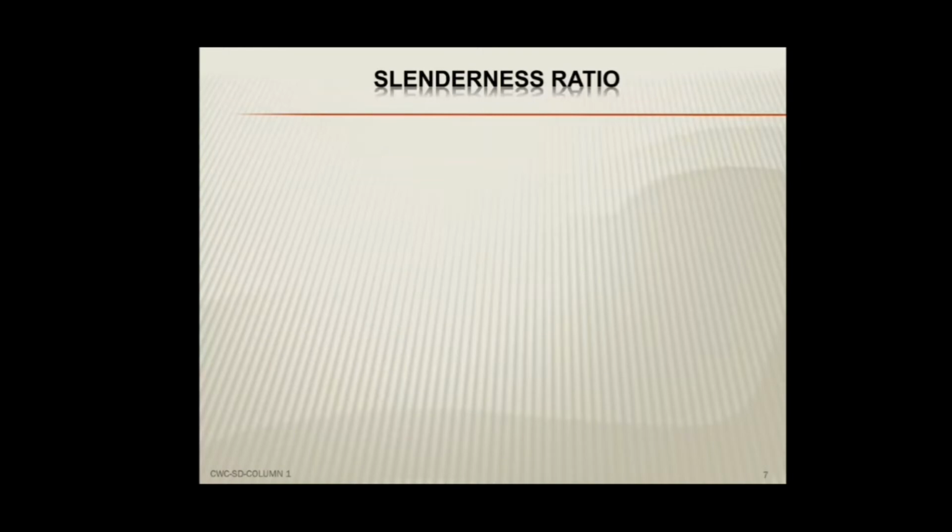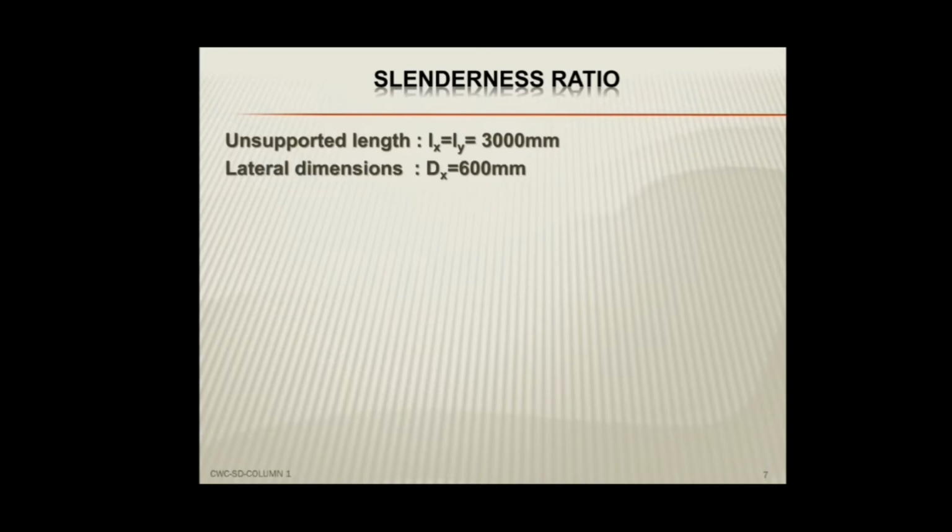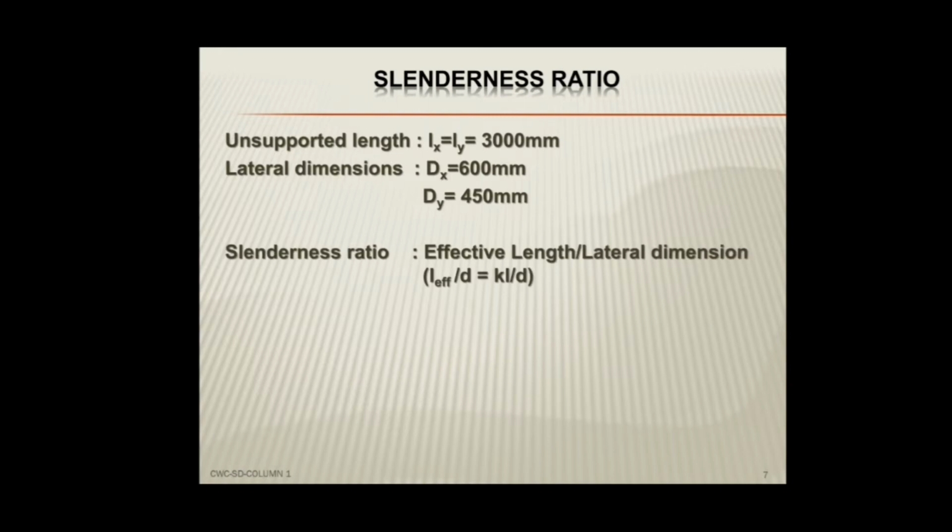As a first step, we have to check whether our column is a short column or a slender one. As I have mentioned, based on the slenderness ratio, we can decide it. So let's calculate the slenderness ratio first. For that, we have the unsupported length, that is the clear distance between the floor and the shallower beam framing into the column at the next higher floor level. That is 3000 mm in both directions. And lateral dimensions, dx is 600 mm and dy is 450 mm.